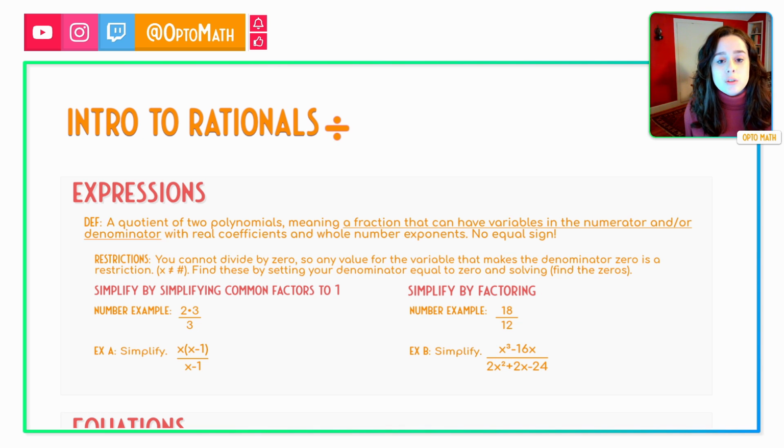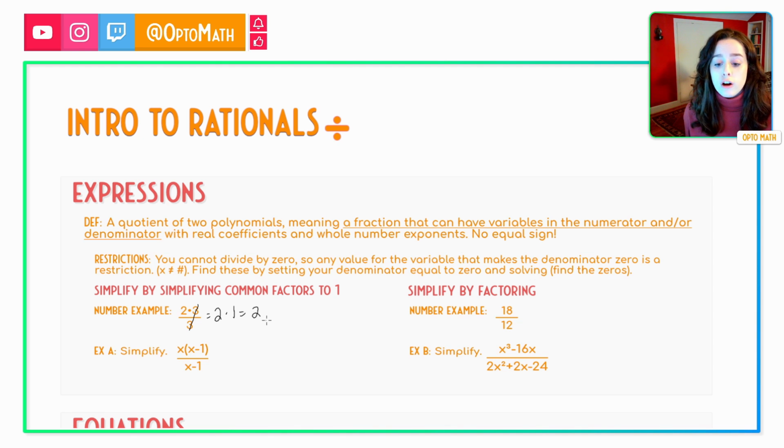Let's take a look at simplifying by simplifying common factors to 1. This can also be talked about as monomials, which is just like one term. So common factors are common monomial factors. So let's look at a number example. We have 2 times 3 divided by 3. Of course, we know 2 times 3 is 6, and we know 6 divided by 3 is 2. But if we look at it with the numerator being broken down as 2 times 3, we can see that 3 divided by 3 is 1. So this is the same thing as 2 times 1, which of course is just 2. So that's how we can simplify that.